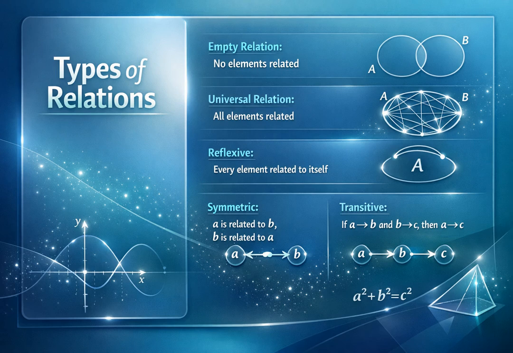Relations can be classified into different types. An empty relation has no elements related. A universal relation relates all elements. A reflexive relation has every element related to itself. We also have symmetric and transitive relations. We'll explore these properties in more detail in later chapters.